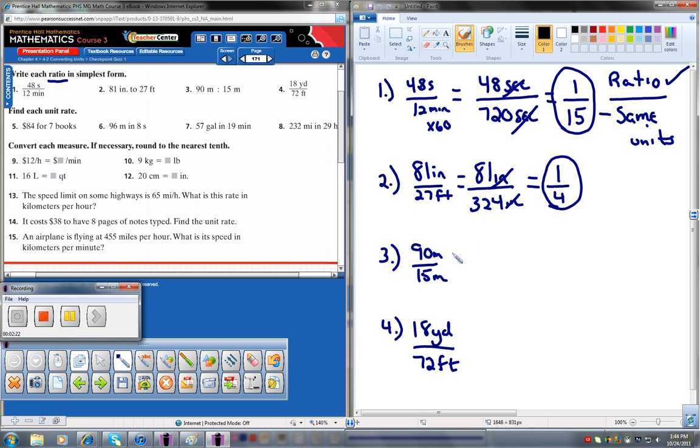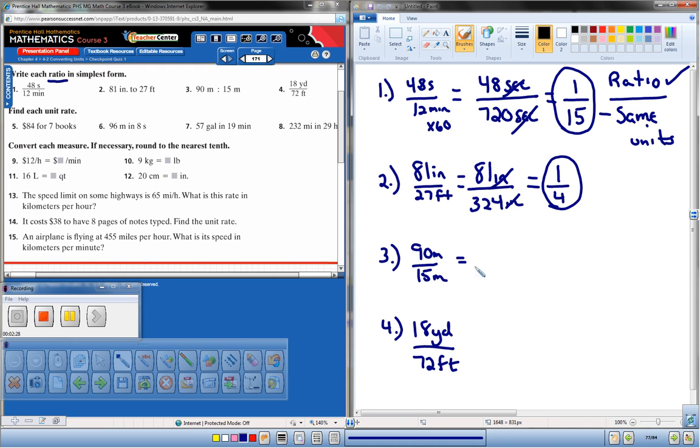Number 3, thank you. Meters and meters. I can just divide that out. I believe that's 6:1. Or you can write ratios as just whole numbers, although it does mean the fraction 6/1. Somebody asked, could I write the ratio this way? Yes, that's also an okay way to write a ratio.